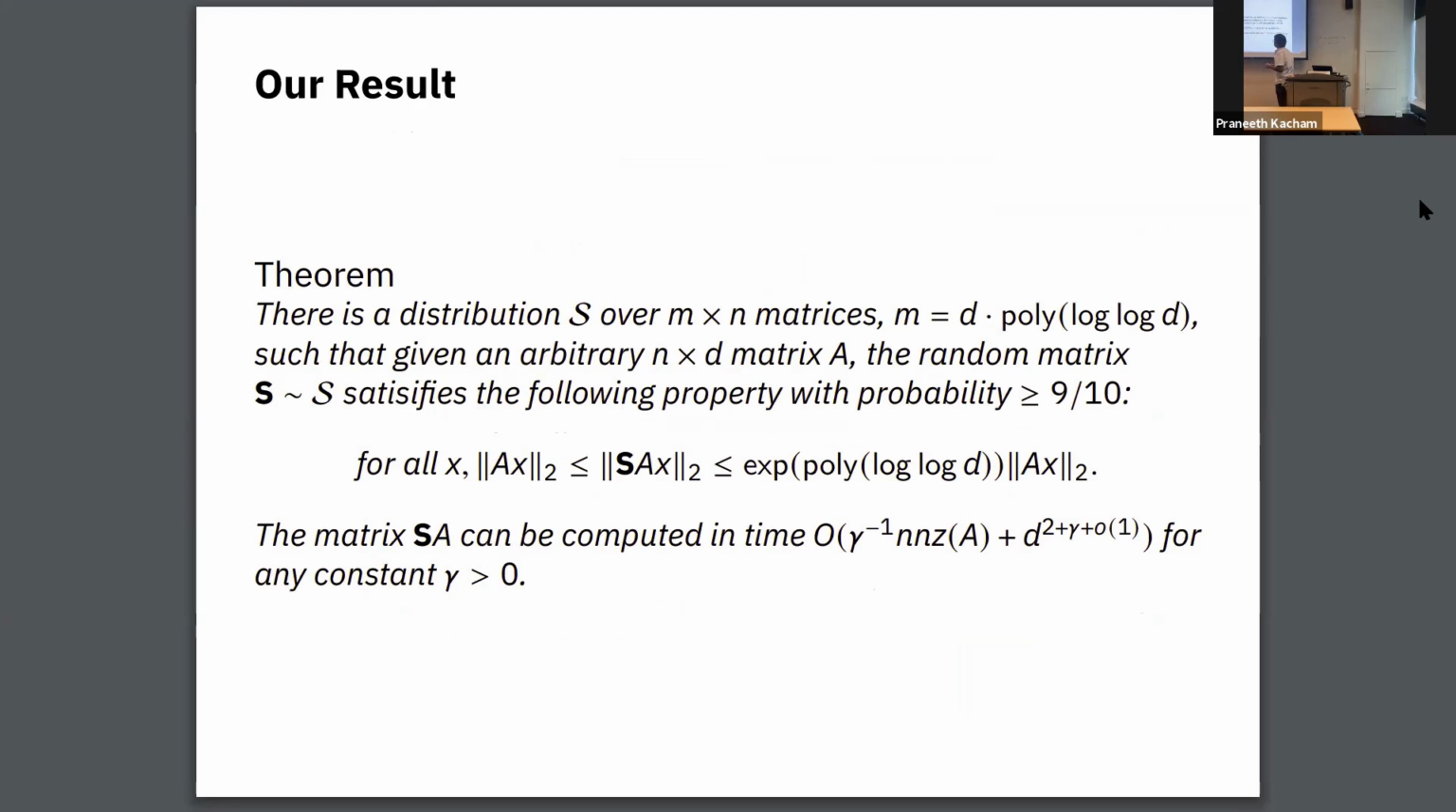So the final result is you start with an arbitrary n by d matrix. We can apply a random matrix which has d times poly log log d rows, such that for any arbitrary matrix A, for all vectors x, you preserve the Euclidean norm of x. So the norm of SAx is between the Euclidean norm of Ax and that norm distorted by at most an exponential in poly log log d factor, which in general suffices to get fast algorithms.